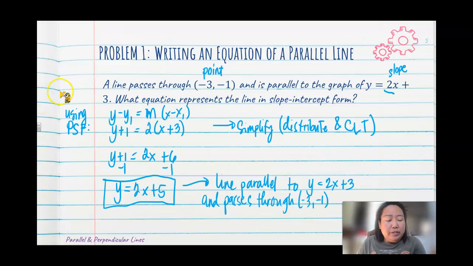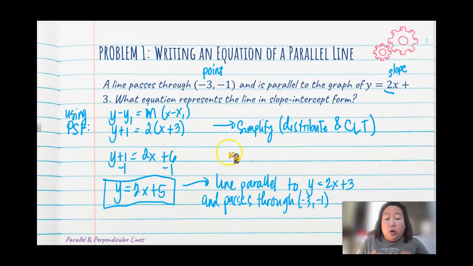Okay, so as you can see here, we first need to go through the point-slope form since we're given a point, and we can definitely get the slope from the line 2x plus 3, and that slope is 2. So using point-slope form, we will have y plus 1 is equal to 2 times x plus 3. Now remember, to change it to slope-intercept form, all you need to do is to simplify this expression. So what you do is you distribute your 2. So it will be 2x and then 2 times 3, which is 6.